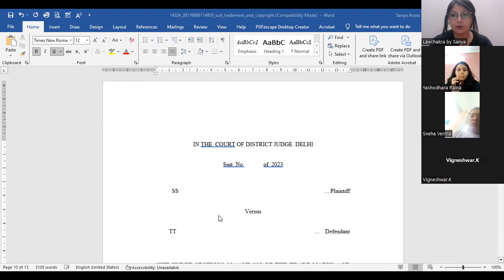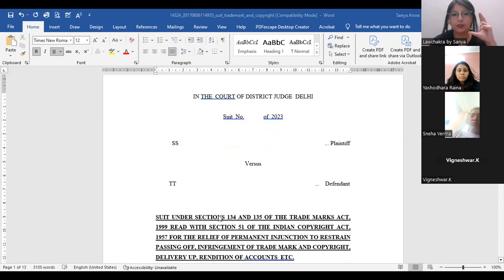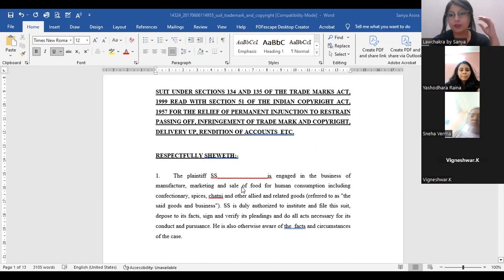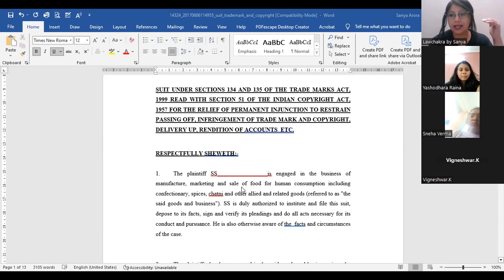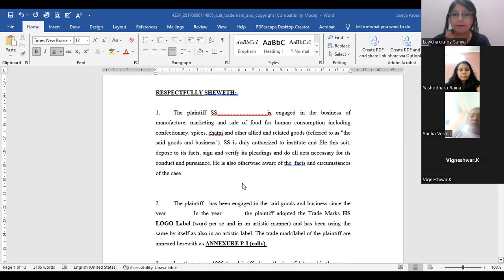I just want you to keep this in mind that in the beginning, there was the name of the court, the number of the suit, then the name of the parties, versus in between, then the caption, then respectfully showeth, and then the facts of the case. And then in the end, there is a prayer. There is the name of the plaintiff again, the signatures, the advocate's name, and the date and the place and verification. Can you remember that? Can you just write in the chat box? Just keep this in mind.